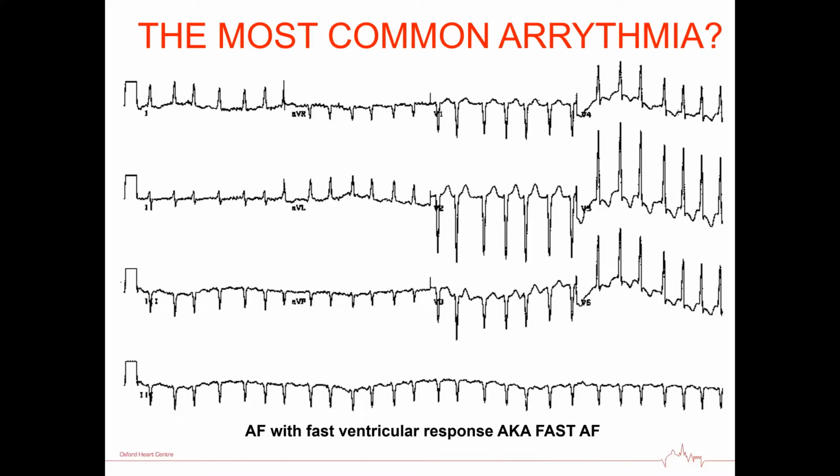AF, people often call it fast and slow AF. AF is always faster than the atria. It's just whether or not your AV node is conducting that down into the ventricles fast. So if you really want to sound like you know what you're talking about, say AF with a fast ventricular response rather than fast AF, or AF with a slow ventricular response, or AF with an appropriately rate-controlled response if they're on medication.